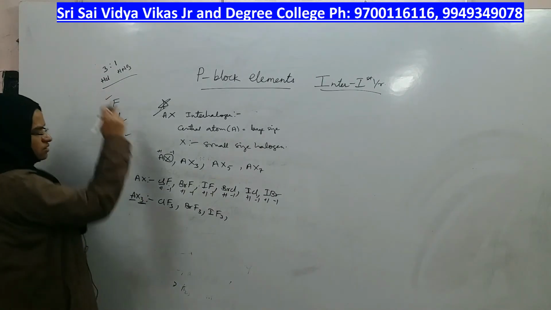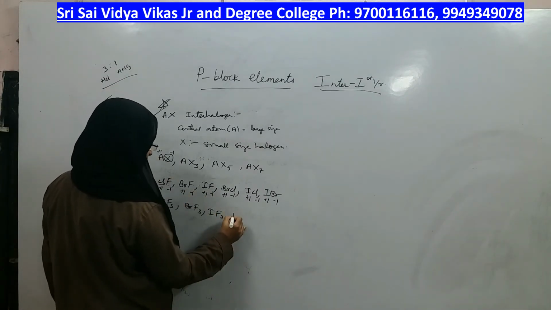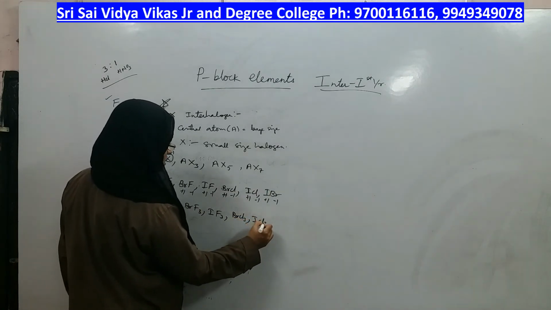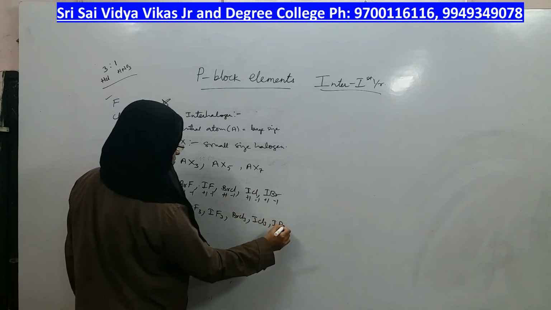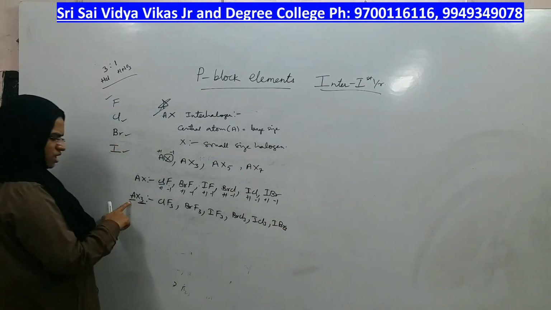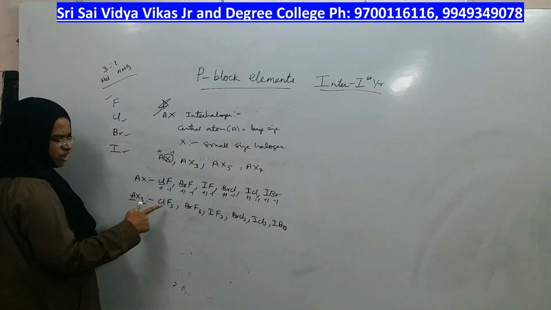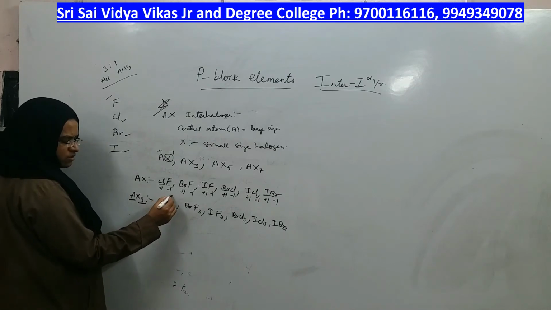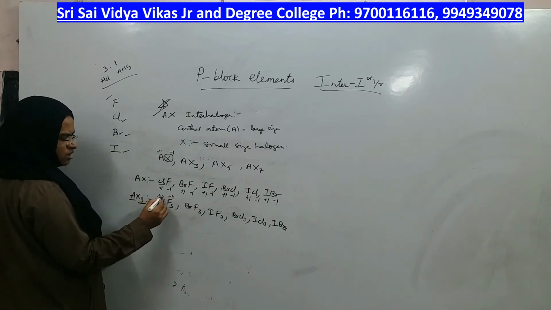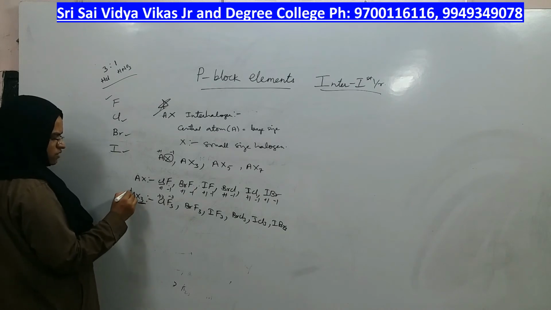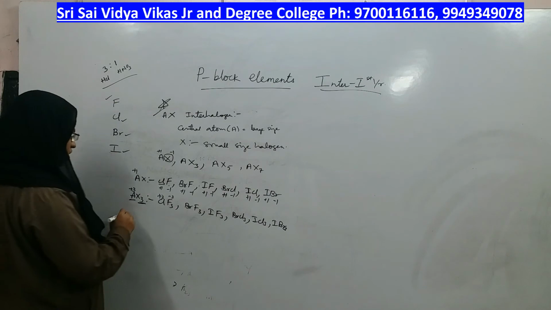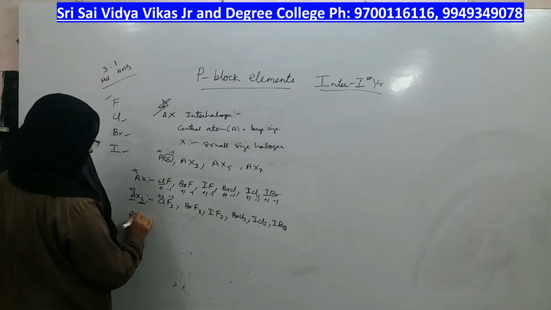In the same way, you do the same: BrCl3, ICl3, IBr3. In this type of interhalogen, what is the oxidation state of the more electronegative halogen? -1, -1, -1 means -3. So on A the oxidation state will be +3, right? Same for all. The next interhalogen is AX5.